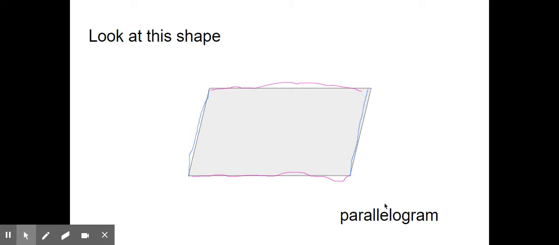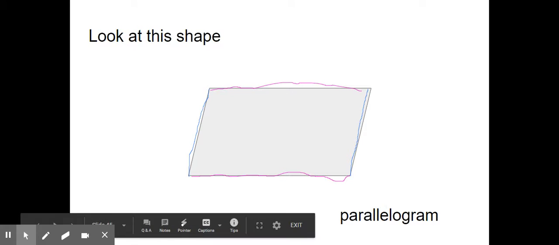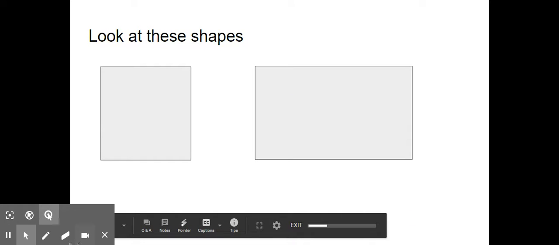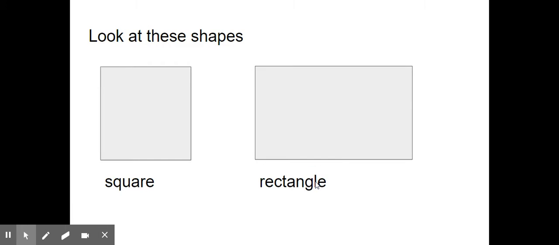Practice saying that with me. Parallelogram. A parallelogram is a quadrilateral that has 2 sets of parallel sides. Look at these shapes. We've seen these shapes a lot of times. What are these shapes called? We know that the first shape is a square. The second shape is a rectangle.